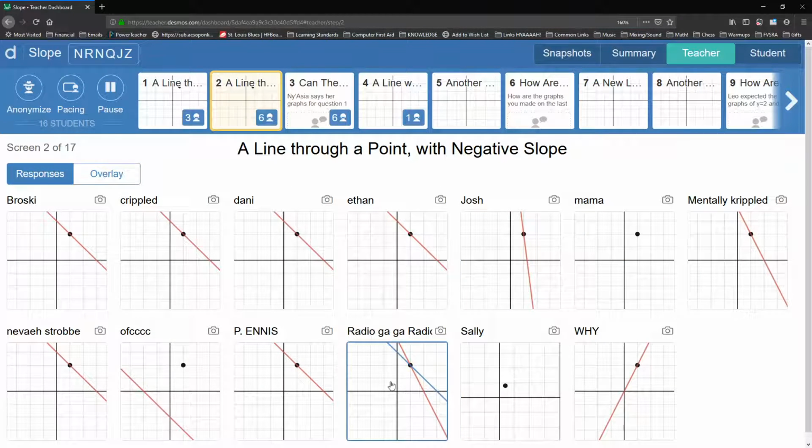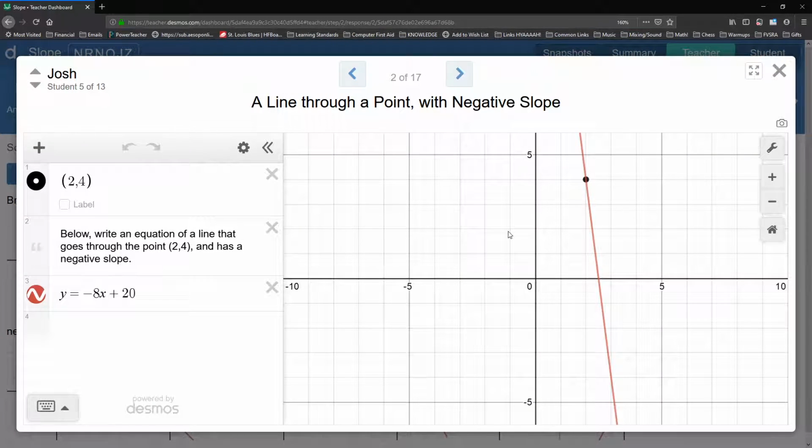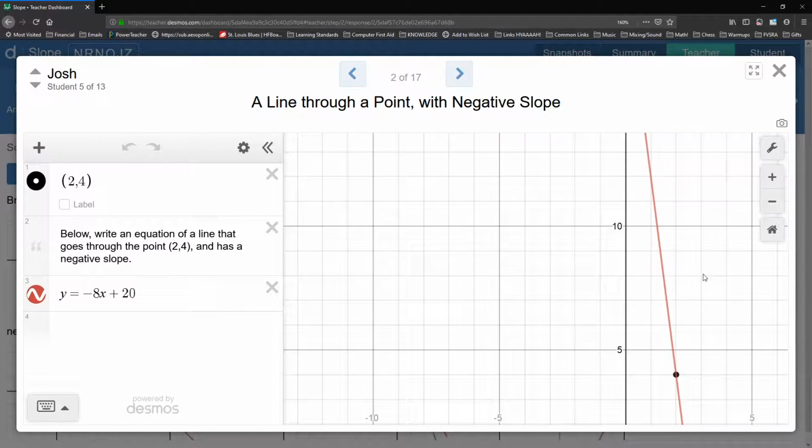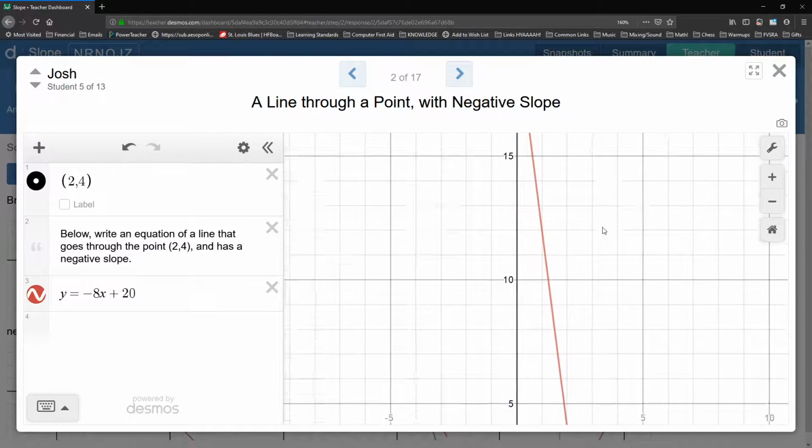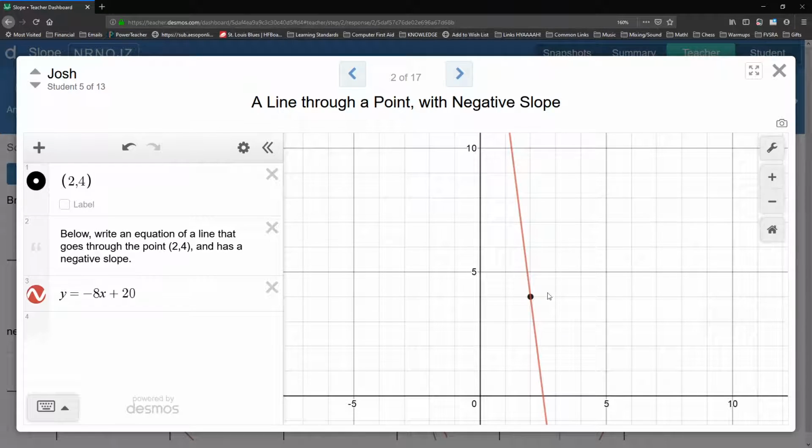What other interesting ones we have? Number 4. Josh has an interesting one. Negative 8x plus 20 goes through it. So we're starting at plus 20. Look at the y-intercept. It's all the way at 20. We subtract 8 once. We're down to 12. Subtract 8 again. We're at 4.